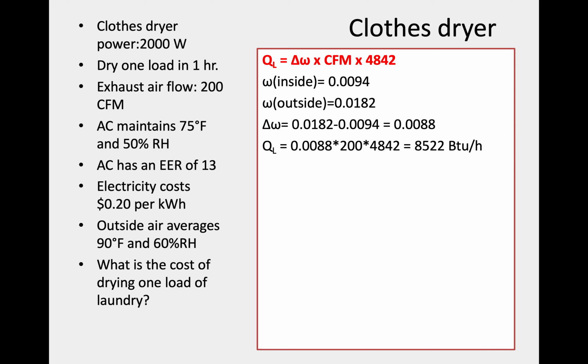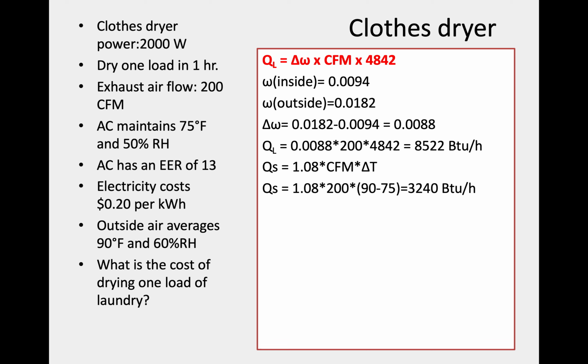So the latent heat load created by operating the clothes dryer is the 0.088 times the 200 CFM times our consolidated constants. And so that's 8,522 BTUs per hour of additional load. Now we need to do the sensible heat. So that's 1.08, which is our consolidated constant for the volumetric heat capacity of air, times 60, 200 CFM times the difference in temperature.